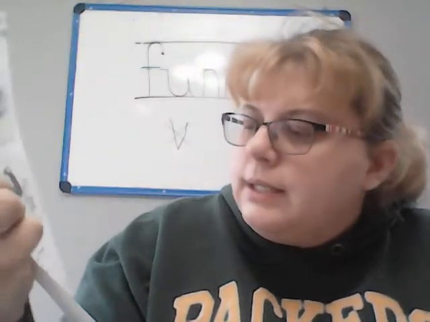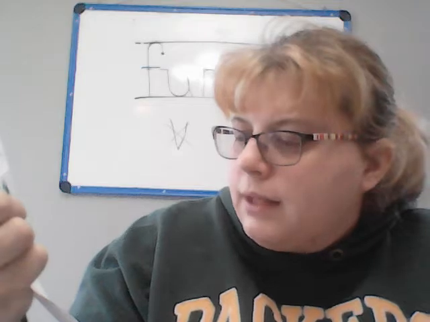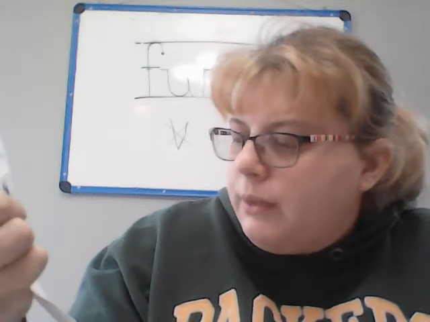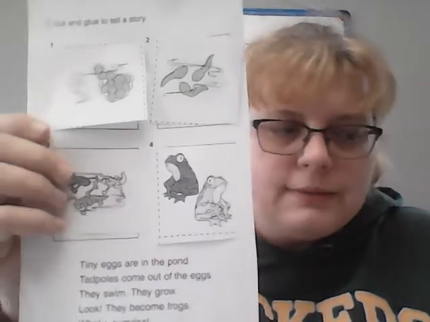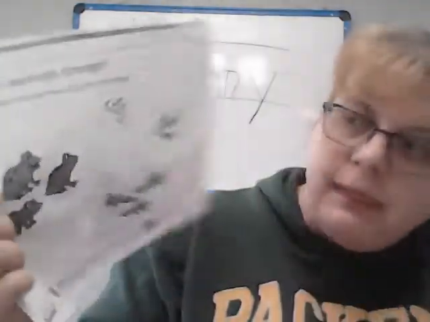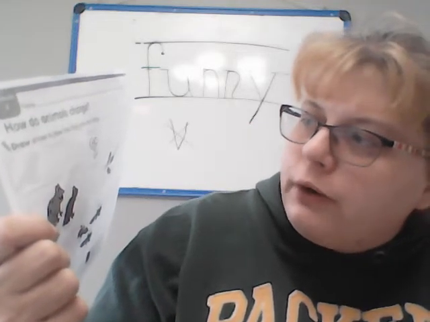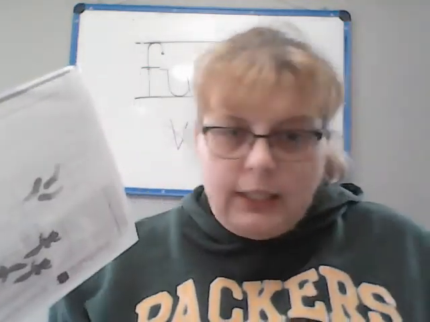It says, teeny eggs are in the pond. Tadpoles come out of the eggs. They swim, they grow. Look, they become frogs. What a surprise. The next page with that is, how do animals change? Draw arrows to show how frogs grow and change. So just like we did here, you're going to show which way they grow and change.